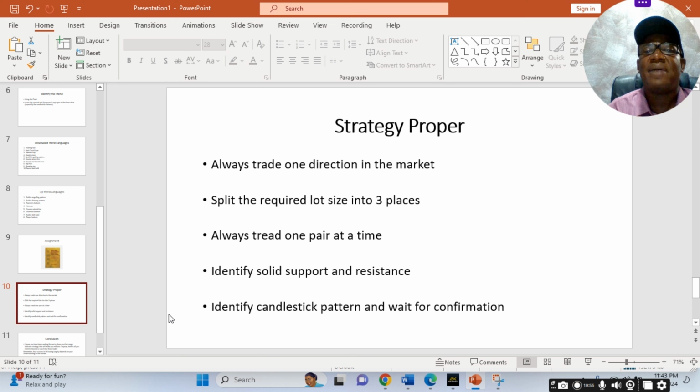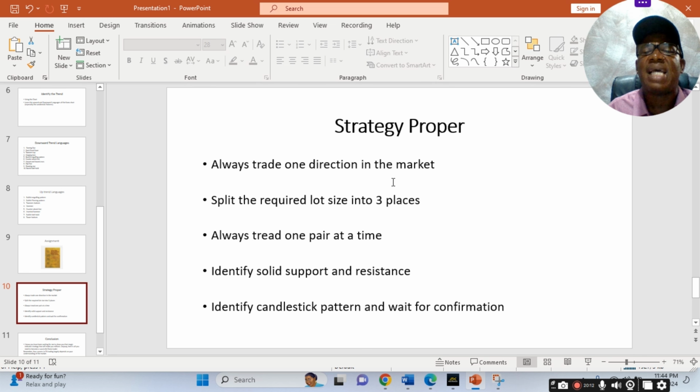Always trade one direction in the market. I told you, it's like a football match. You don't play left to right and right to left at the same time, hoping to make it. You get things messed up.